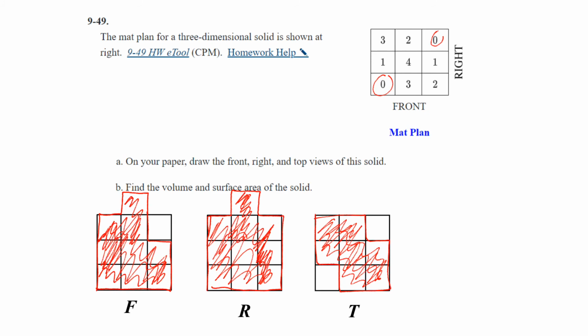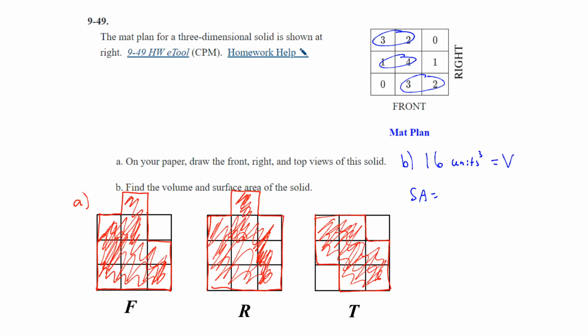Alright, so that's part A. Part B, find the volume and the surface area. Well, the volume is just going to be all the blocks added together. So we just look at the map plan. We have 5 here, 5 here, and 5 here. So that's 15 with an extra 1. That's going to make 16. So that's 16 cubic units. And that is for volume.